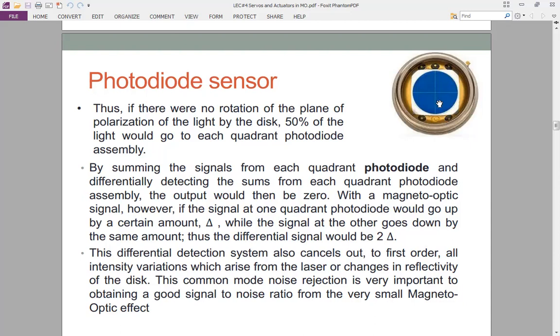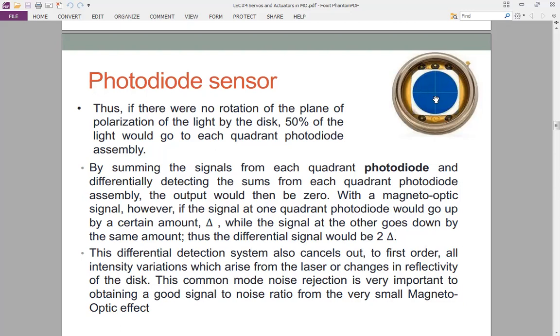Now, let me just try to explain. This quadrant photodiode, there are actually 4 of them. If the intensity of light in one half is 50% and the intensity in the other is also 50%, then it means the intensity is balanced. And in that case, there is no error. It simply means that either the spot is in the right track or the disk has not moved away from the objective lens. So that's what we are talking about here.